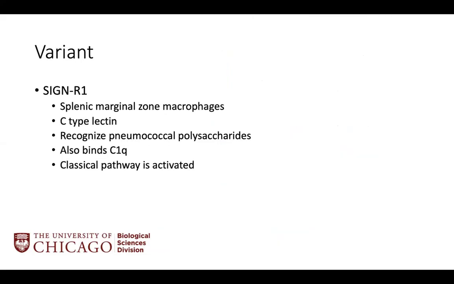Okay. There is one variant to bring to your attention. SIGN-R1 is a C-type lectin that will recognize pneumococcal polysaccharides, but also bind C1q. This is found in the splenic marginal zone macrophages, and it can activate the classical pathway.